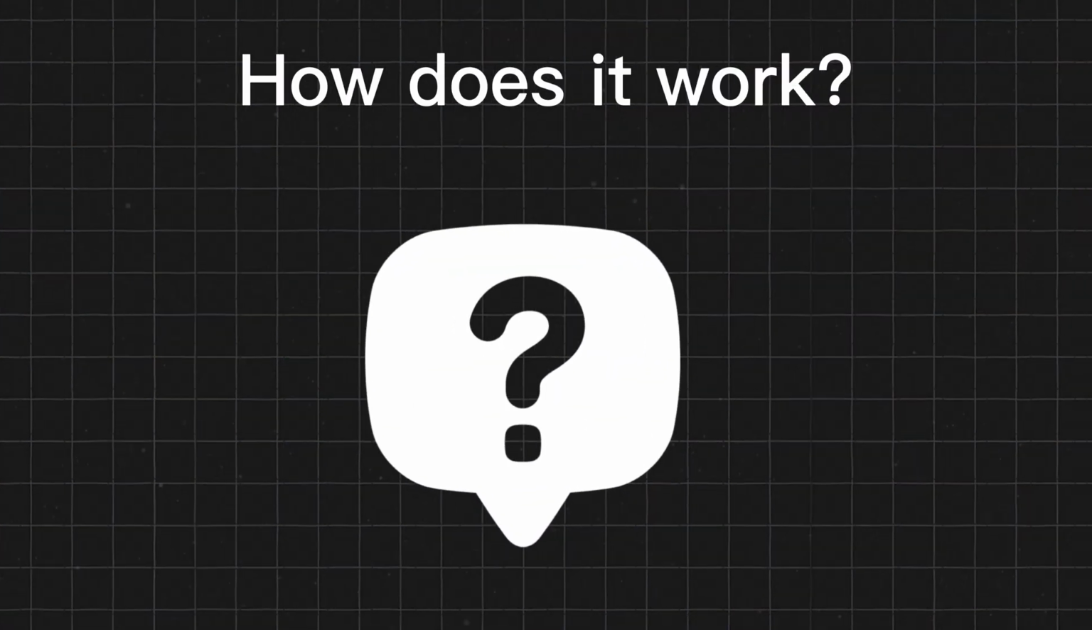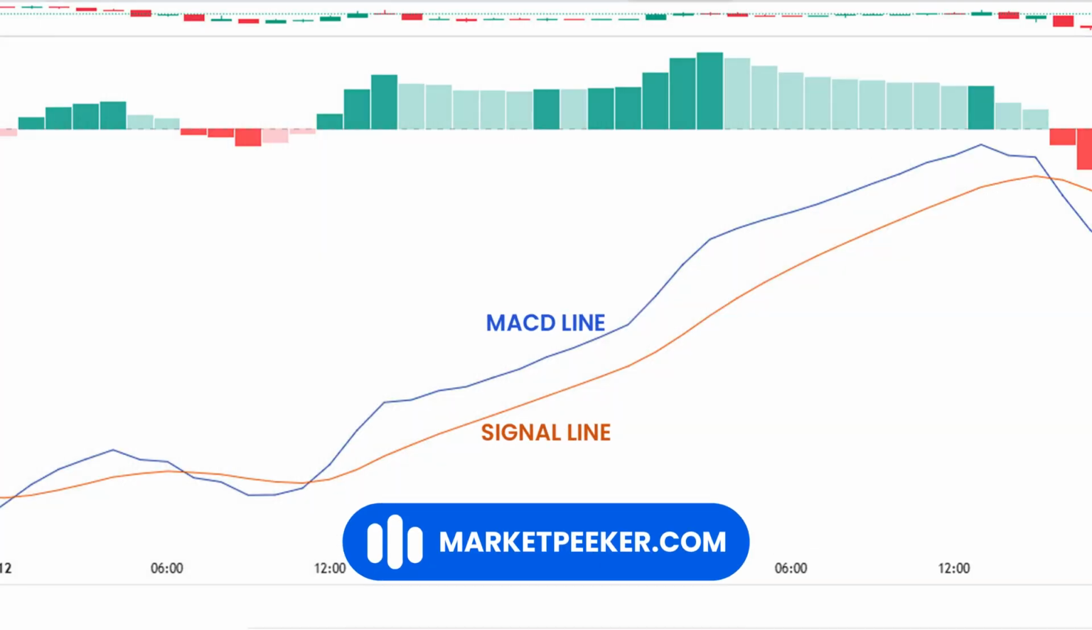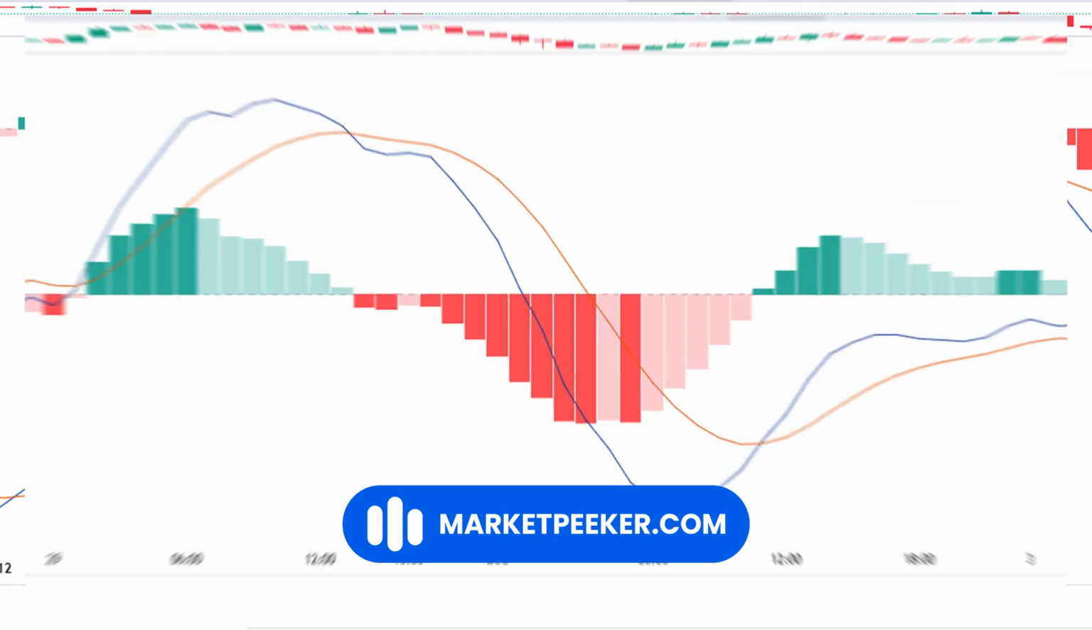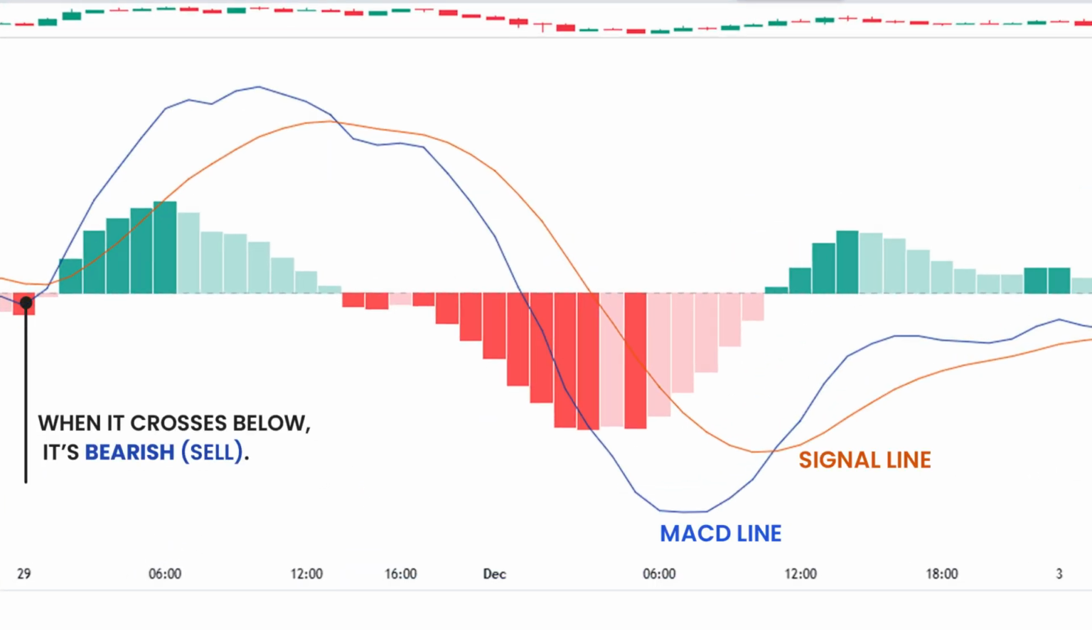How does it work? Crossovers. When the MACD line crosses above the signal line, it's a bullish signal, a buy. When it crosses below, it's bearish, sell.